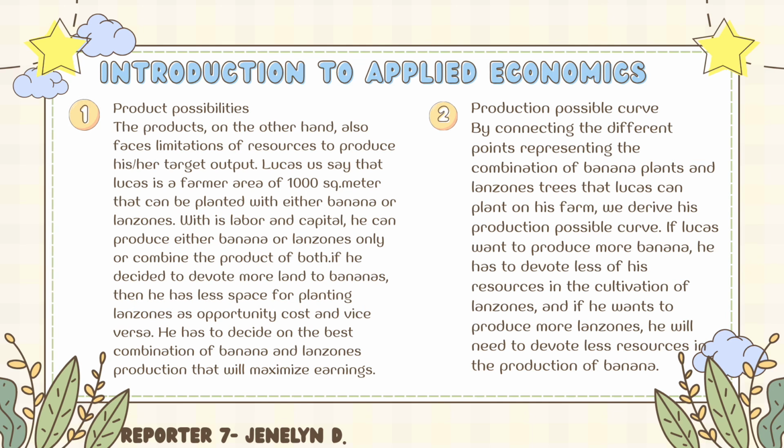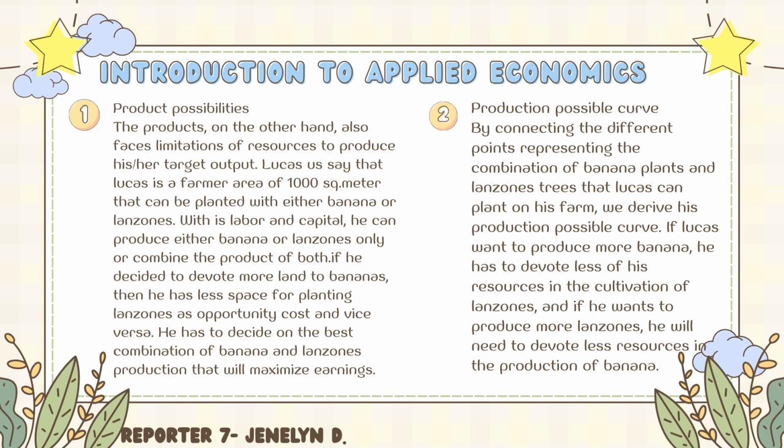So all points on the curve indicate efficient use of resources, while a point inside the curve shows underutilization of resources. A point outside the curve is unattainable given the current resources and technology.